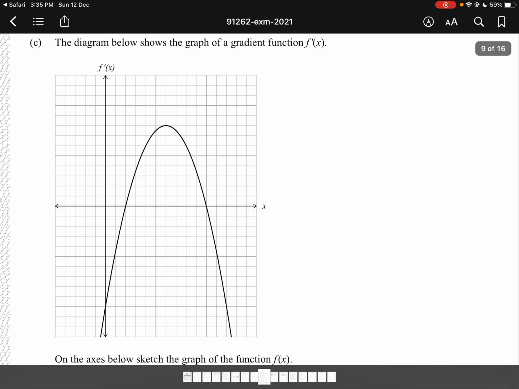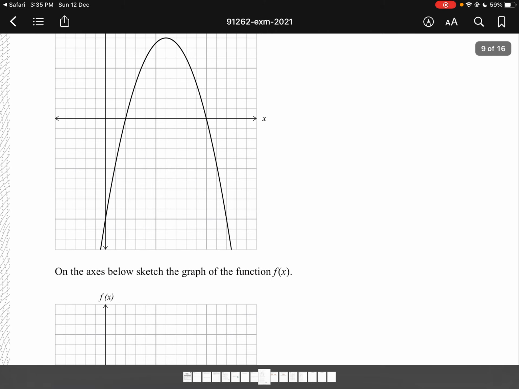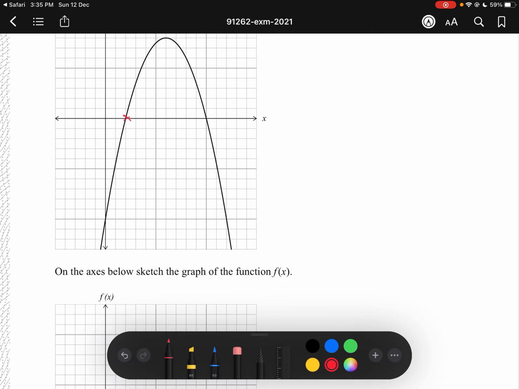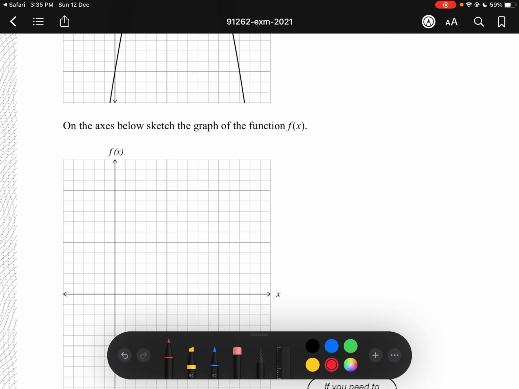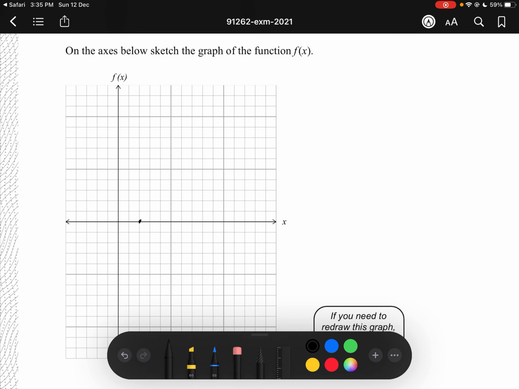The diagram below shows the graph of the gradient function f dash of x. So we want to go back and sketch f of x. For this question, it's very similar to question 2a, but instead we're going to go backwards. Looking at this f dash of x, we know that the turning points of f will be at x equals 2 and x equals 10. That's going to be the positions of our turning points. We're just going to mark that on our graph here: x equals 2, x equals 10.